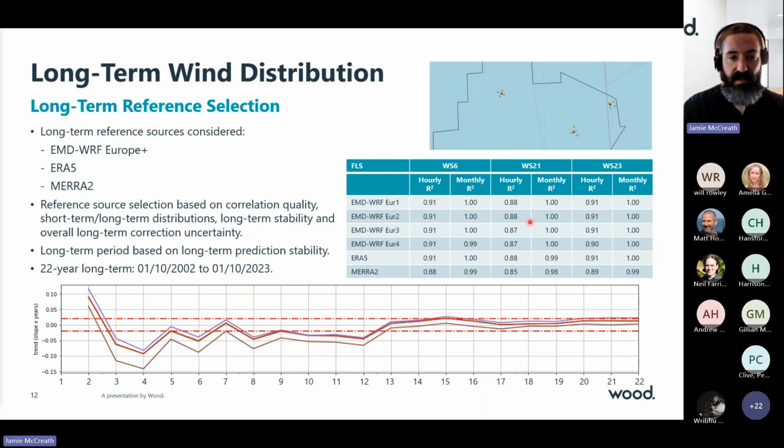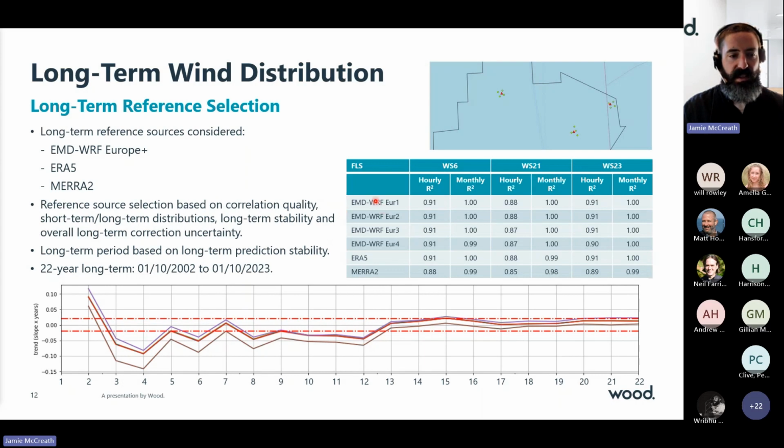The correlations are broadly comparable. So this is looking at WinSea 6. They're broadly comparable between each of them. MERA2 is generally lower quality of correlation than you see with ERA5, and then the ERA5 downscaled using the WRF dataset. In the end, we went with the best correlating EMD WRF datasets. I'll show that when we go through the next slides.